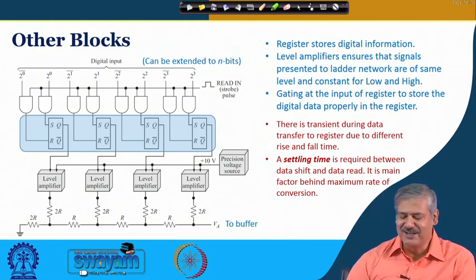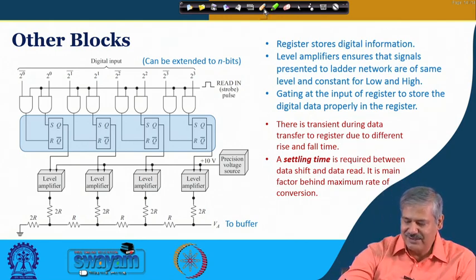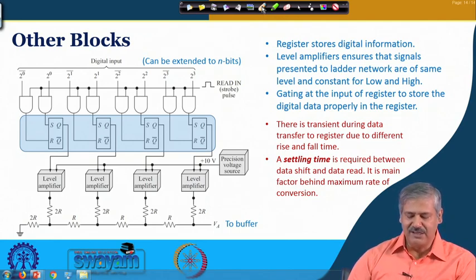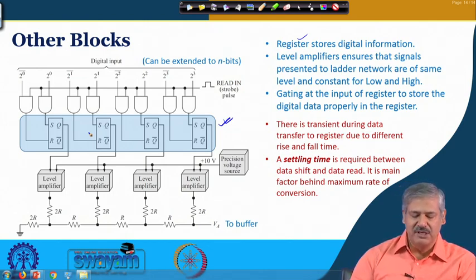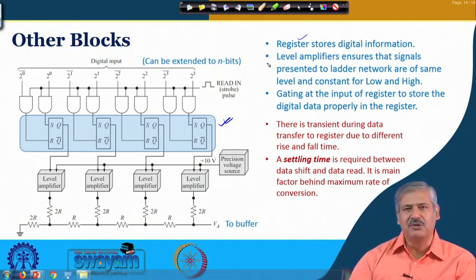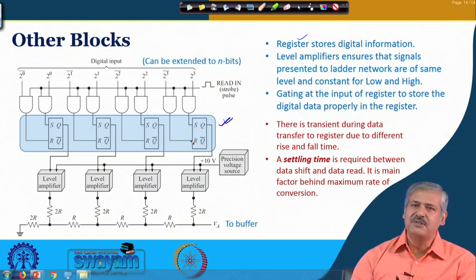So, let us see what they are. What you see over here, to begin with, let us consider that these are some flip flops. This is actually a register. As many flip flops as the number of bits that you are looking for conversion from digital to analog. Here 4 bits are shown, but it can be extended to n bits. Is it clear? Okay. So, this register stores the digital information.